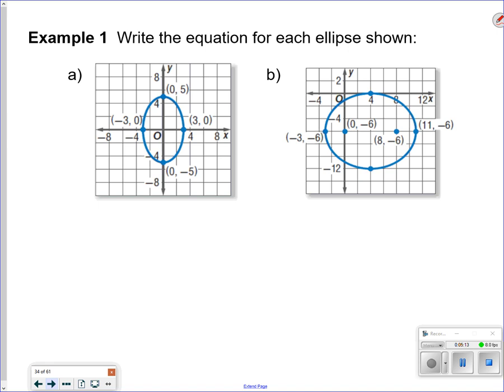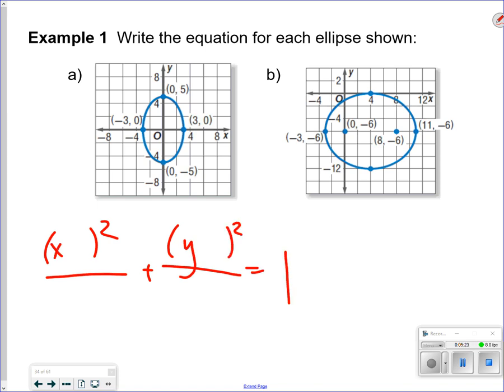Write the equation. So we're going to start this off by writing the equation. So that's what I know about elliptical shape.